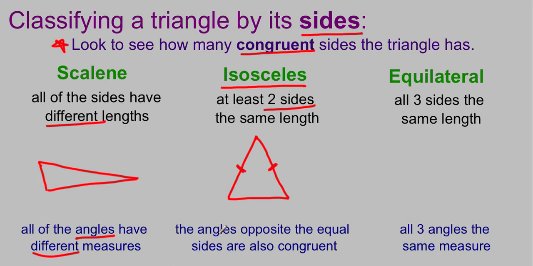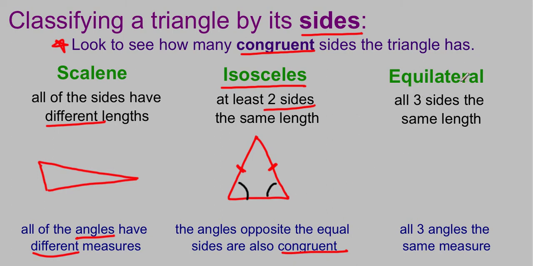The nice part is the angles opposite the equal sides are also congruent. So if these 2 sides are congruent, then the angle across from this side, and the angle across from this side, these 2 angles are also going to be congruent to each other. So if it has 2 congruent sides, it has 2 congruent angles.